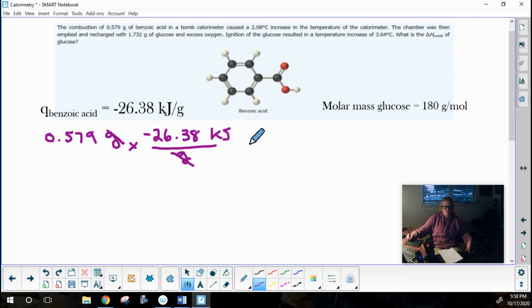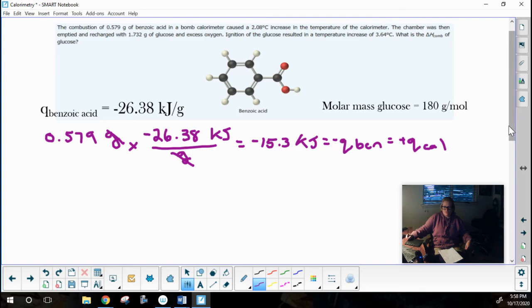So I'm going to cancel out the grams. So for this calorimeter, negative 15.3 kilojoules of heat were released. And this is the heat of my benzoic acid. And because that's the heat released by my benzoic acid, that's going to be the heat gained by the calorimeter.